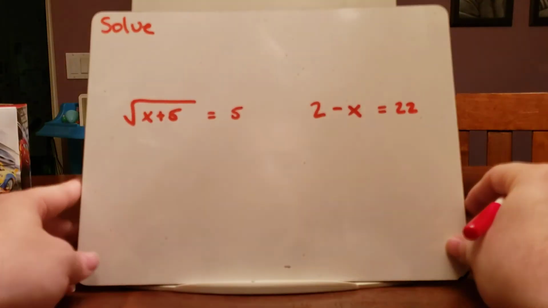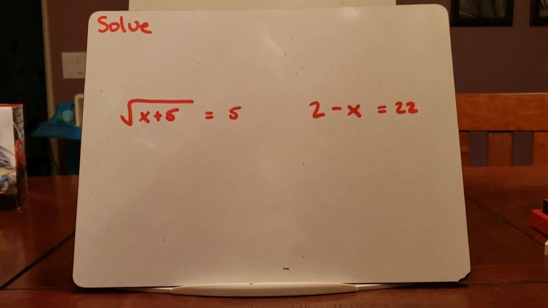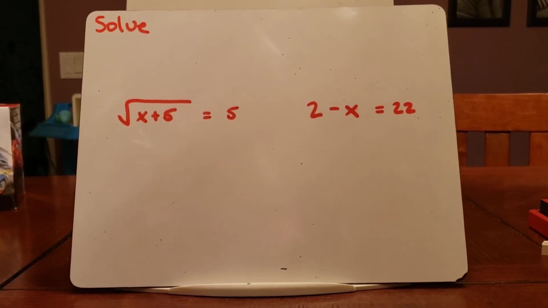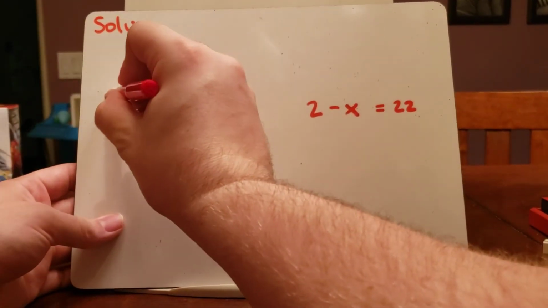Next up, what if there's a square root? Now I've got the square root of x plus 5 is equal to 5. Well, in that case, you're going to square it. That's the opposite.